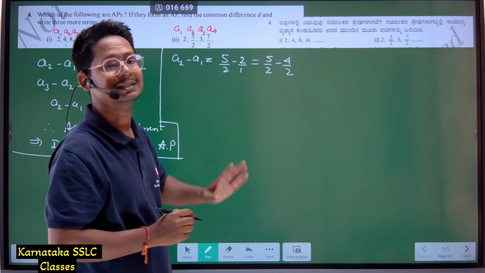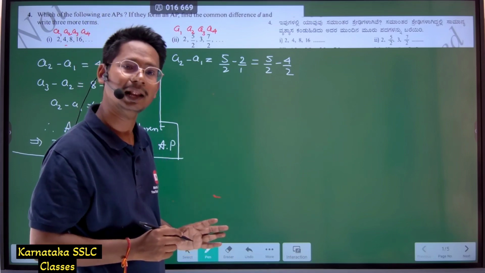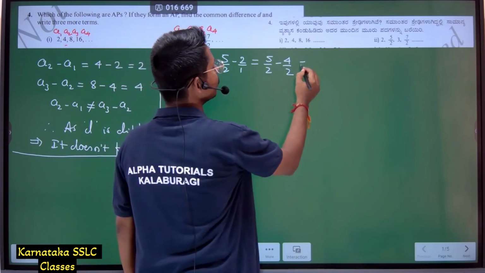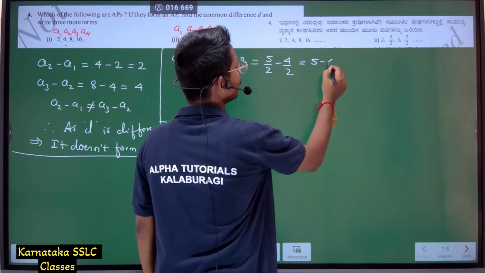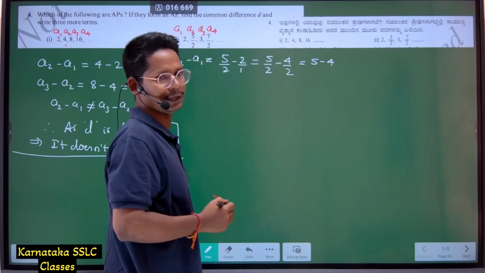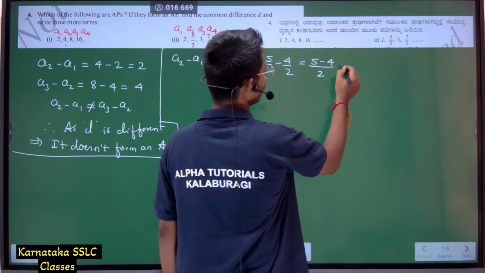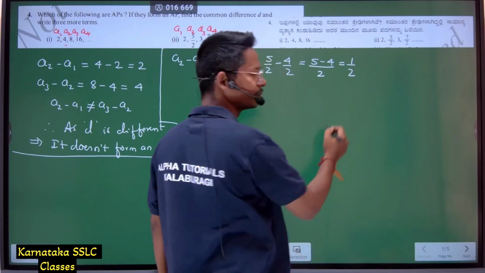When denominators are the same, such fractions are called like fractions, so our calculation becomes simpler. When denominators are the same, you can just go with the numerators as per the arithmetic operation. Here the operation is minus: 5 minus 4 divided by 2. How much? It is 1 by 2, isn't it?